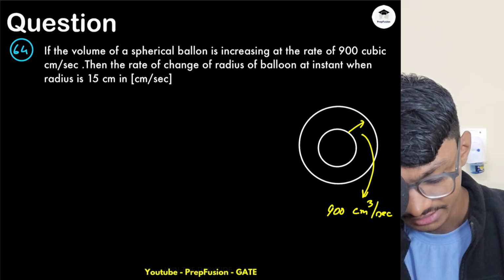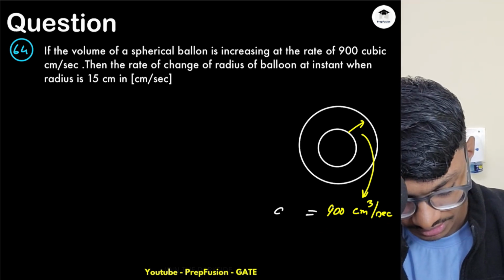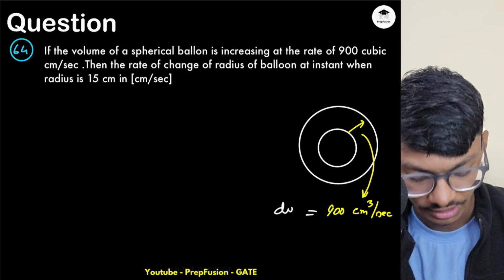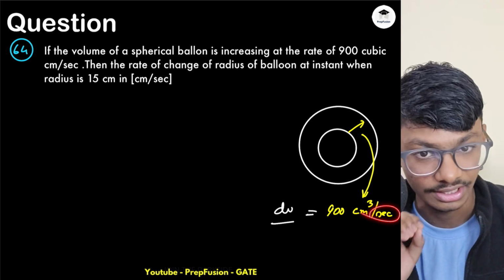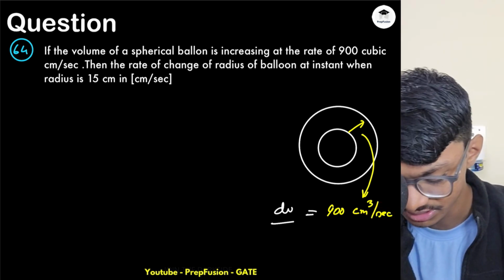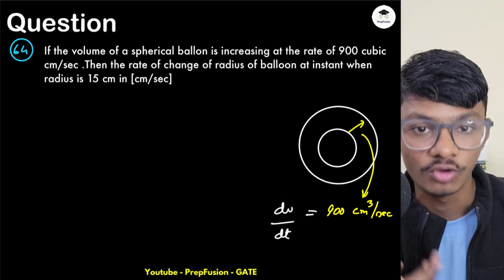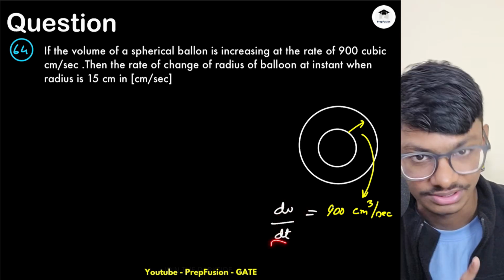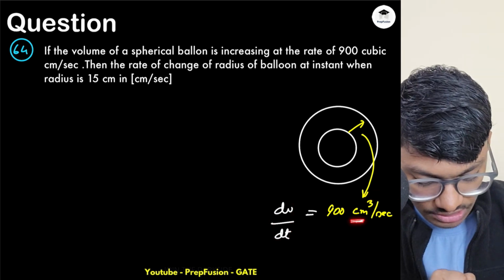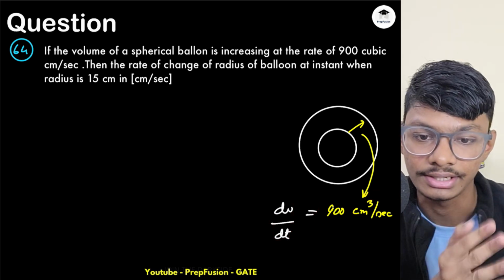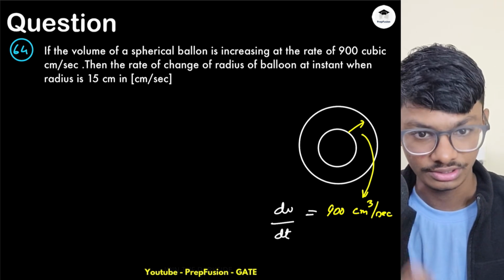So how can I write this in a mathematical expression? Volume is increasing, so I will write dV in the numerator, and per second means dt. This also says the same thing: at what rate is my volume increasing per second? Just take care of the units. It is increasing at 900 centimeter cube per second. This is how you decode the question.